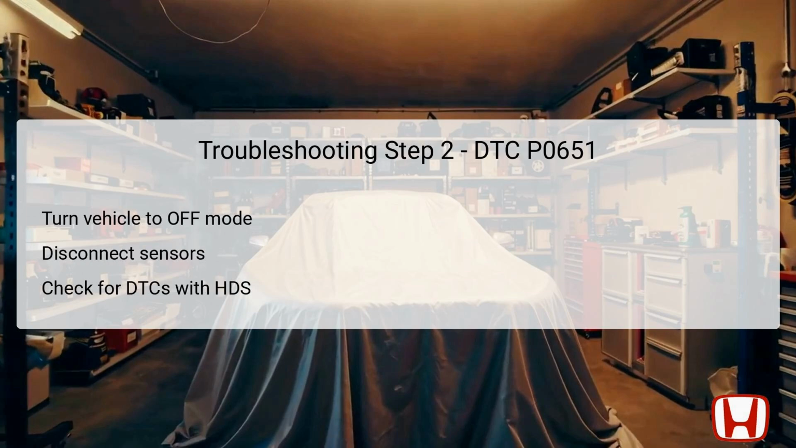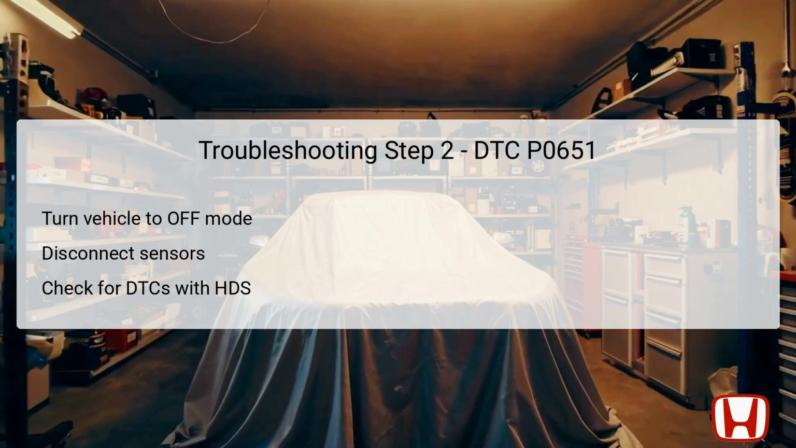The second step in troubleshooting DTC P0651 involves further isolating potential problems. This begins by turning off the vehicle and switching it to the lock mode. Subsequently, disconnect the necessary connectors from crucial sensors, including the APP sensor, throttle body, rocker arm oil pressure sensor, and the input shaft speed sensor. This isolation helps in determining whether any of the disconnected parts could be contributing to the fault code.